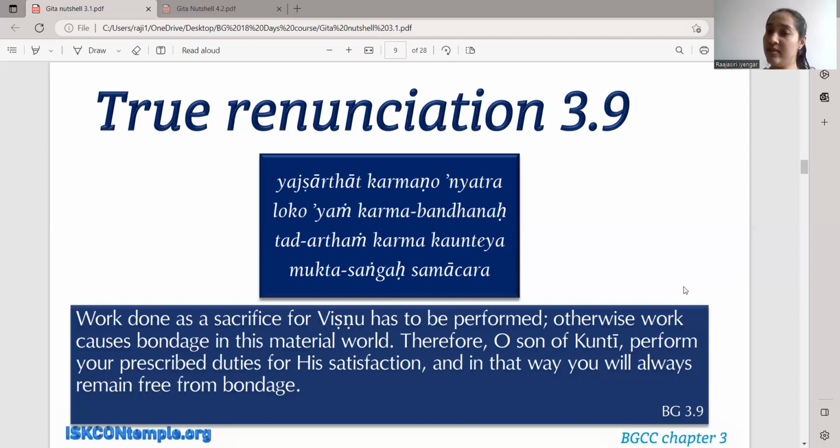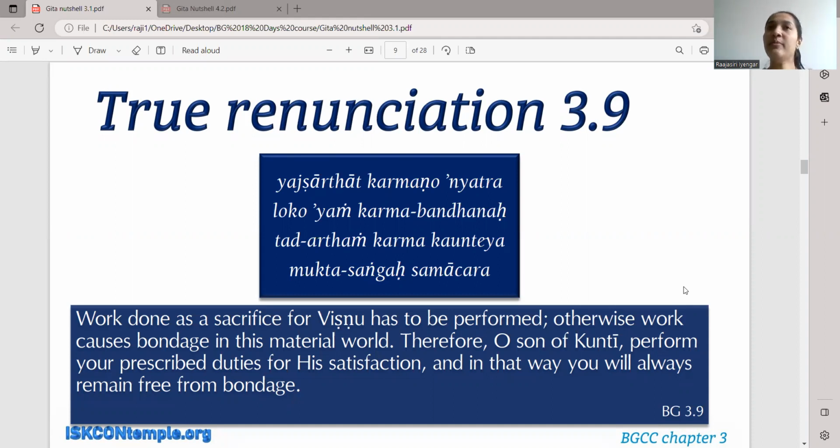And whatever we do with sincerity, if we offer that action, which is called karma, and the result of those actions to God, then perform those. That is real sacrifice, right? See, when it is work done as a sacrifice for Vishnu, it has to be performed. Otherwise, this work causes bondage in this material world. Therefore, O son of Kunti, who is Arjuna, perform your prescribed duties for his satisfaction. And in that way, you will always remain free from bondage.